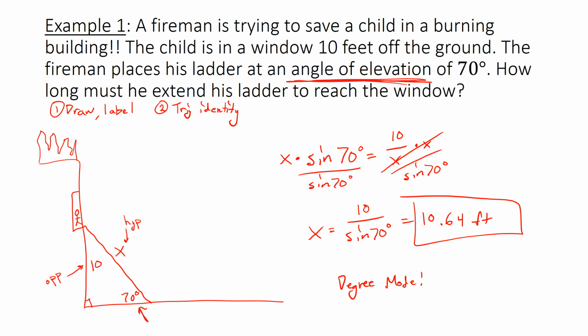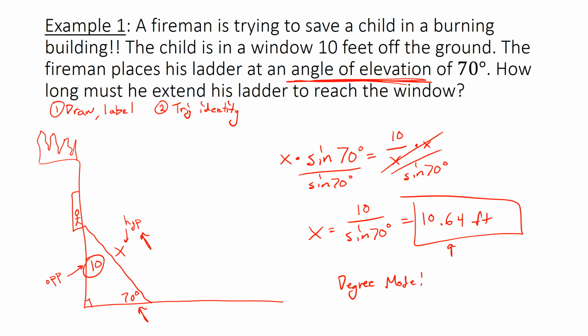Now we can ask ourselves if this is a reasonable quantity. Remember, the hypotenuse always needs to be the longest side, and in this case, yeah, this is longer than the opposite side of 10. So it seems like this is a reasonable quantity.